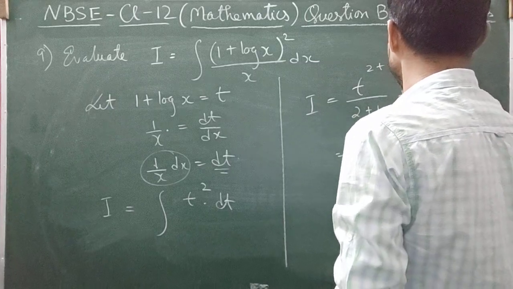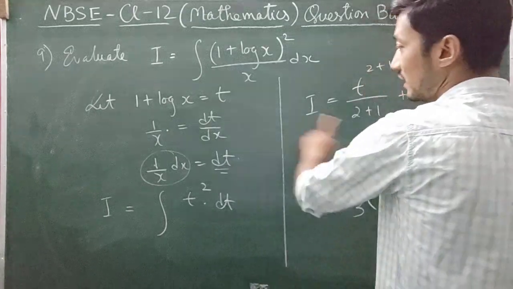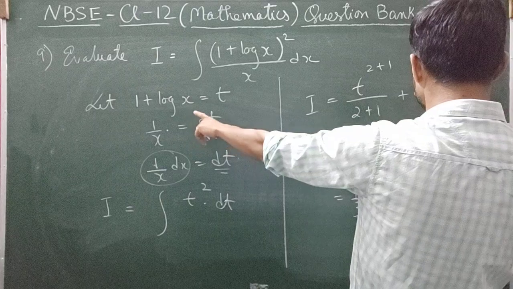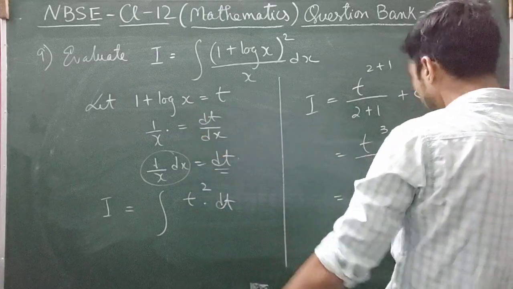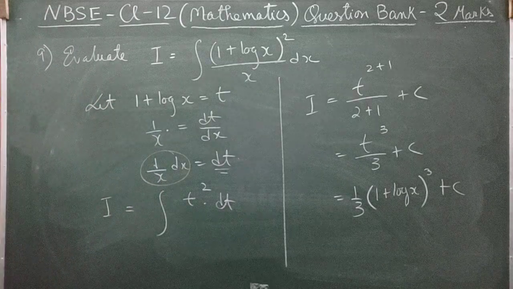That will be t cubed divided by 3 plus c. So that's going to be 1 by 3. T value, bringing back the substitution, 1 plus log x whole cube plus c. So, 1 plus log x whole cube, 1 by 3 plus c.